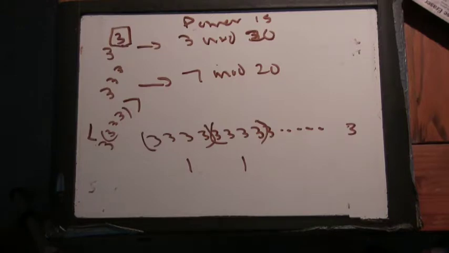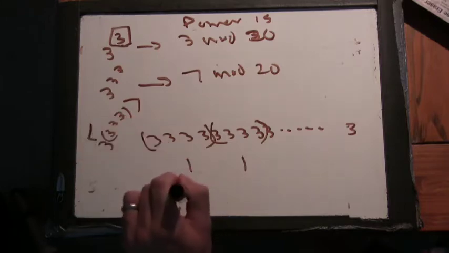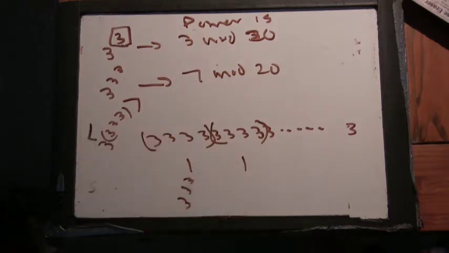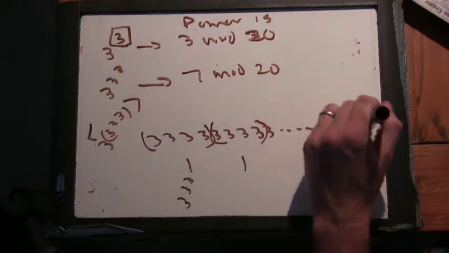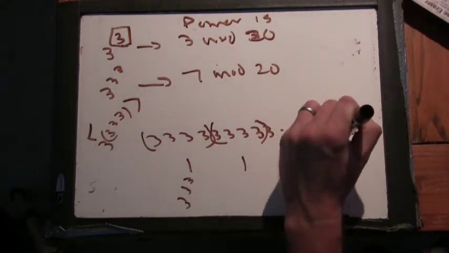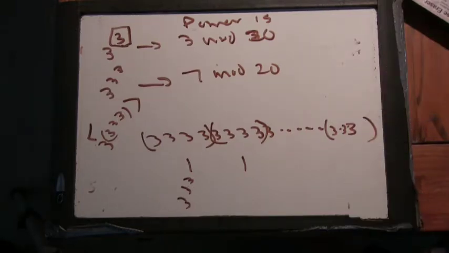So now the question is, what is this number, 3 to the 3 to the 3 mod 4? And we did that. It's 3 mod 4. So we're going to have 3 left over. We're going to have 3 threes at the end, instead of 4. So what does that work out to be? That's going to be 27, which is what mod 20? 7 mod 20.